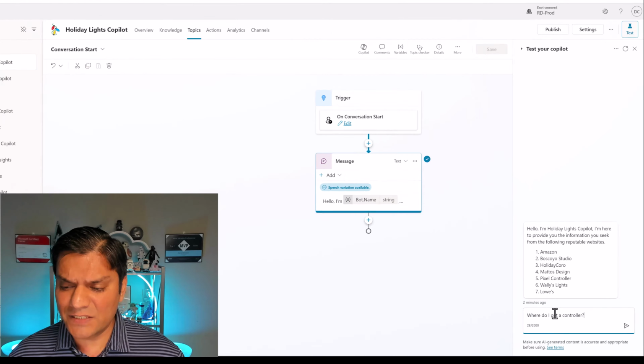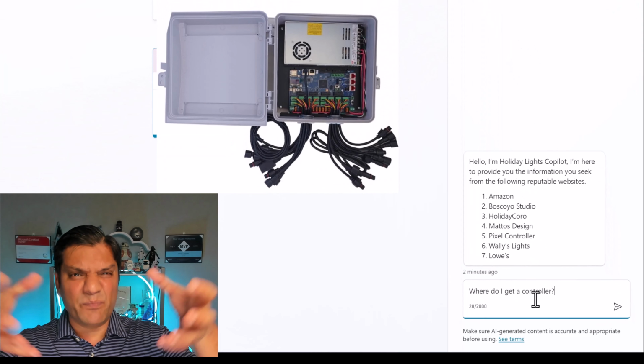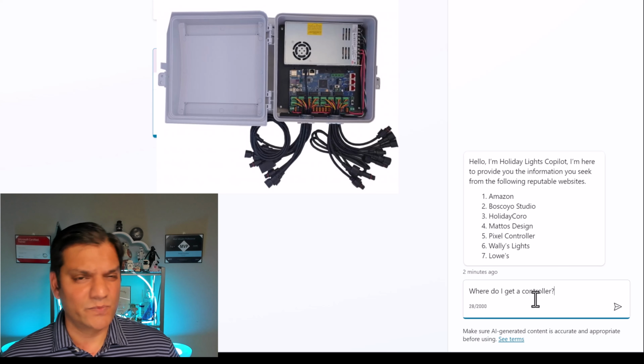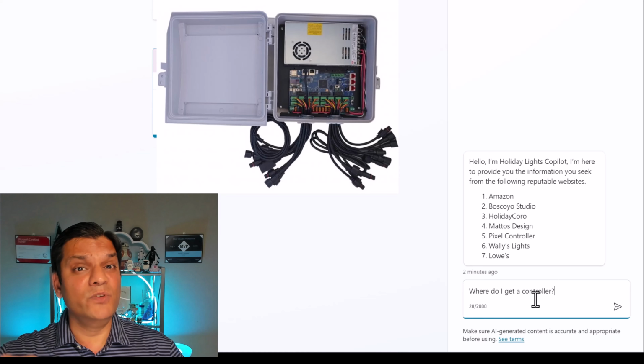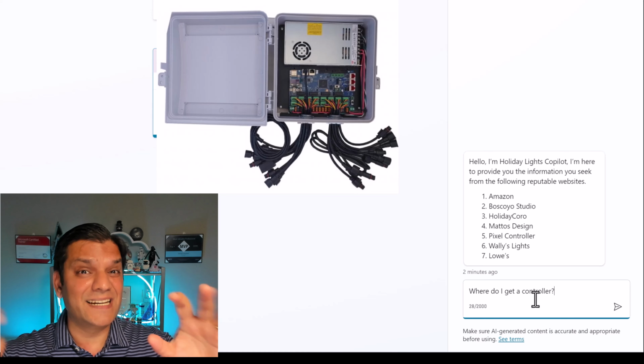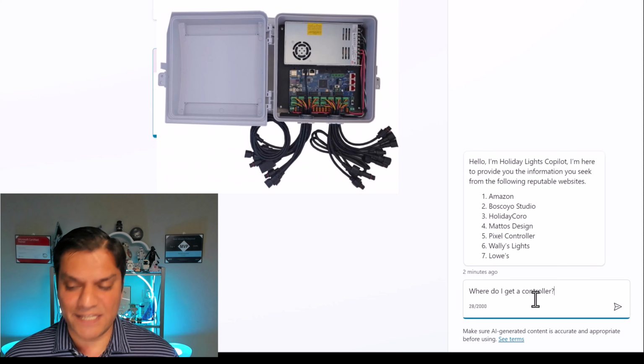So let me go and ask this one question. It says, where do I get this controller? Controller is basically the brains of the operations when it comes to this music holiday lights. That's the one that will take the music, and then based on the music sequence, it will fire off and send out information to all these lights to blink in a certain way. The controller takes care of that, all right?